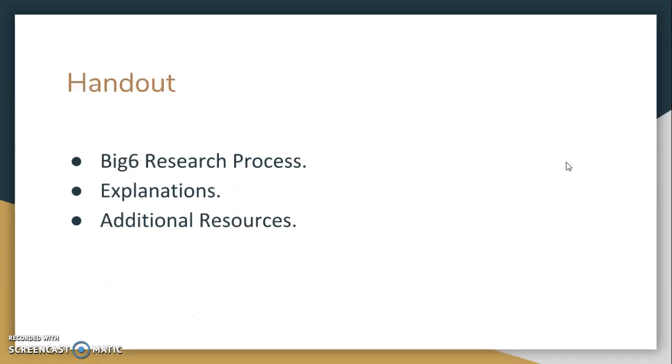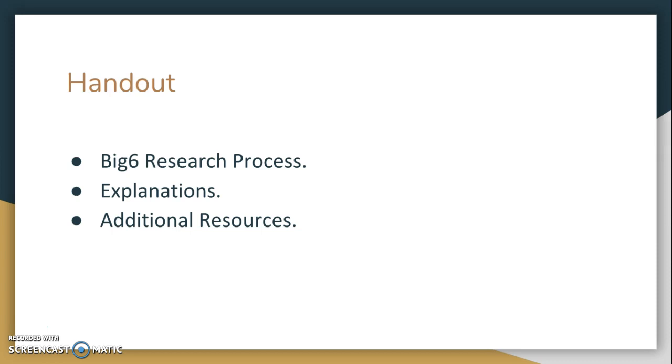Also wanted to tell y'all about a handout that I'm going to give all of you, because I know this is a lot of information all at once, so that you don't forget the Big 6 process. It's got all of the Big 6 research process steps, 1 through 6. It has an explanation of each step with a little visual to help you with that.